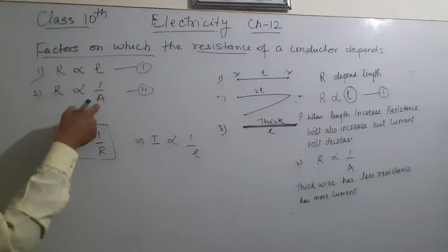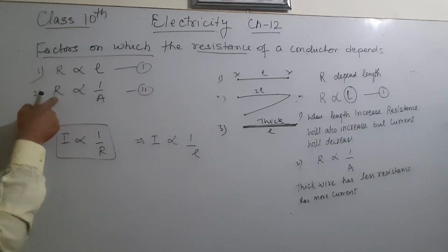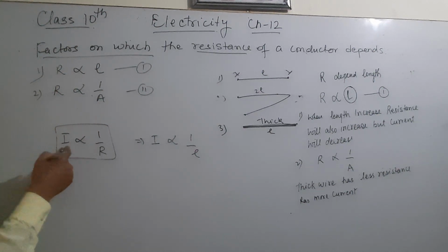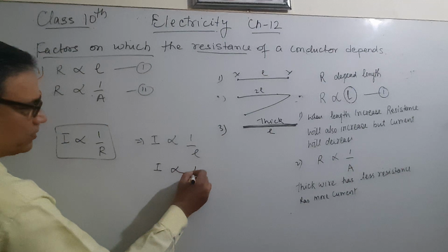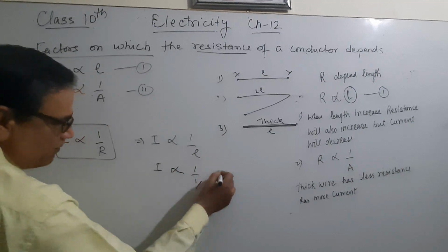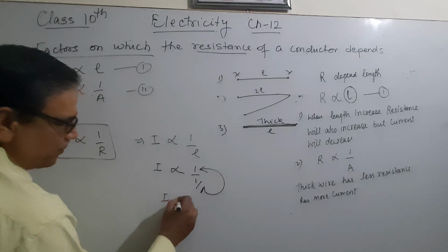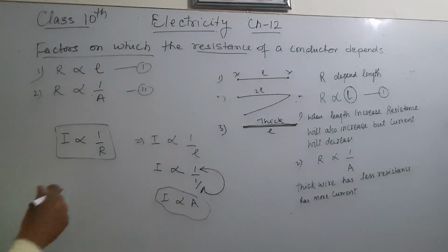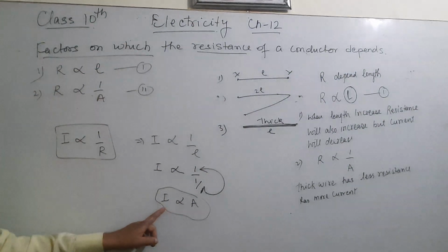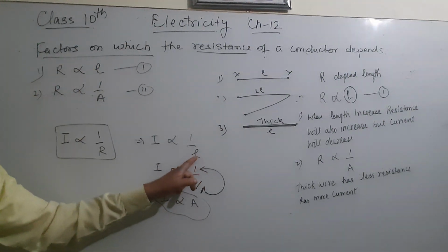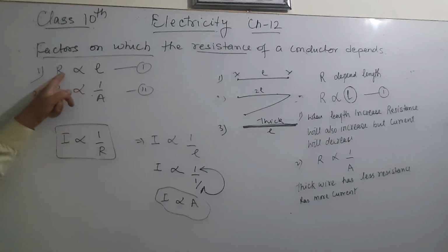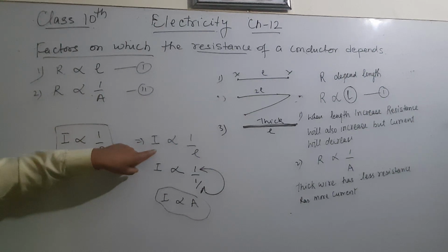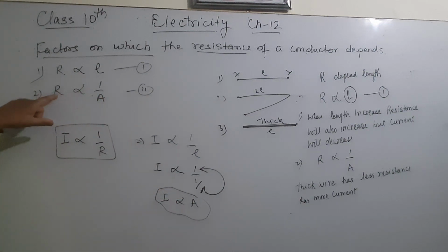Second, if the area is more, then resistance is less. If the resistance is less, current will be more. It means I is proportional to 1 upon A, and this A will go upward, meaning I is proportional to area. It means more area, more current. More length, less current. Why? More length, resistance more, current less. If area is more, resistance is less, current will be more.